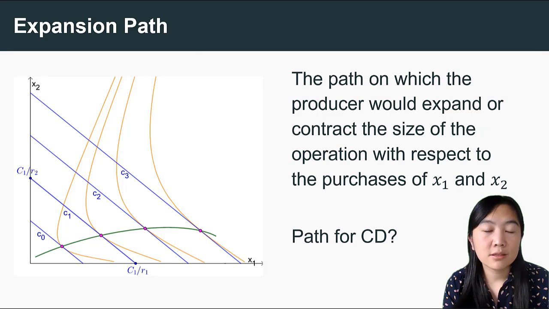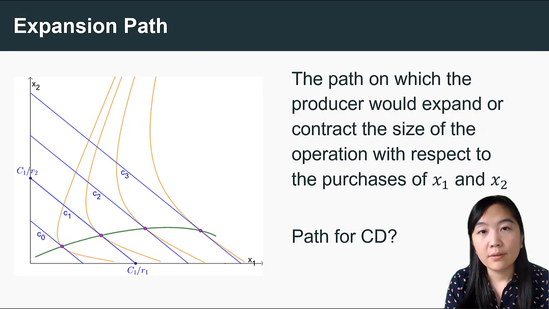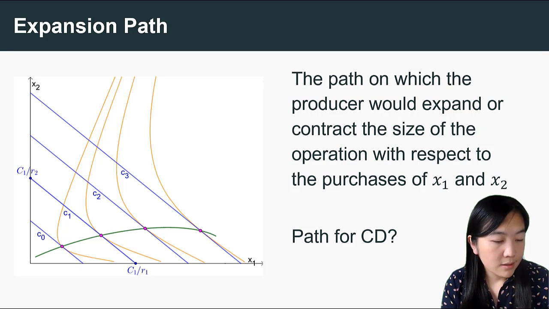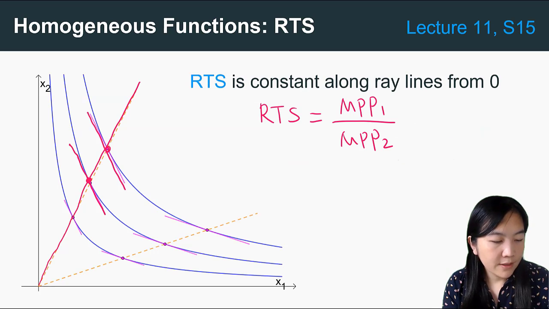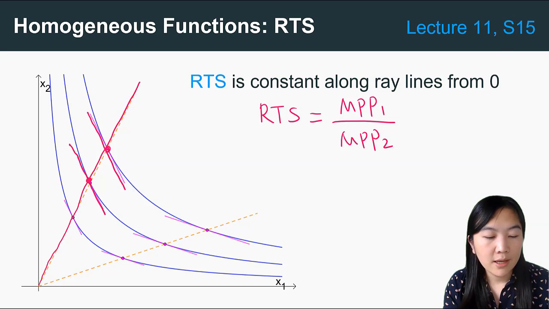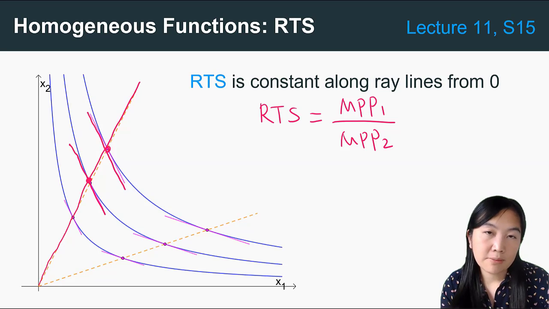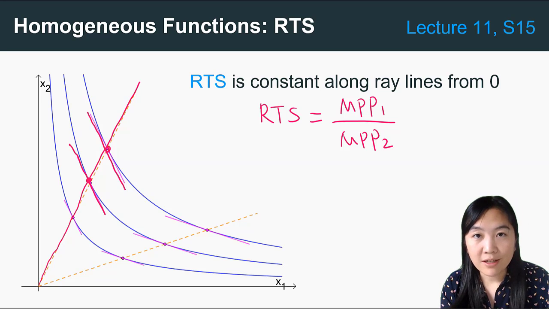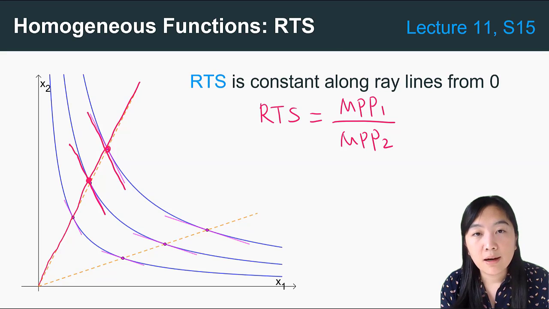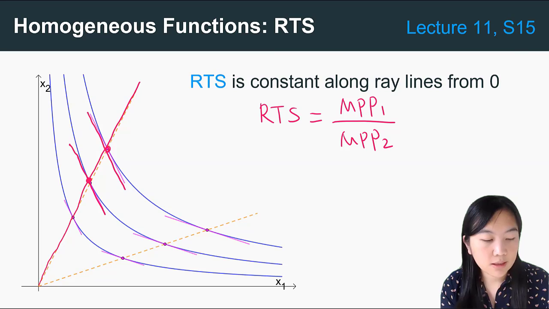any expansion path. So, for example, here in this graph, we can see that the expansion path is not a straight line. Only when we have this very nice property of homogeneous functions, where the RTS is constant, do we have an expansion path that is a straight line. If you don't remember this property, you should go back to lecture 11, slide 15. And I spent some time explaining why RTS is constant along a ray line.